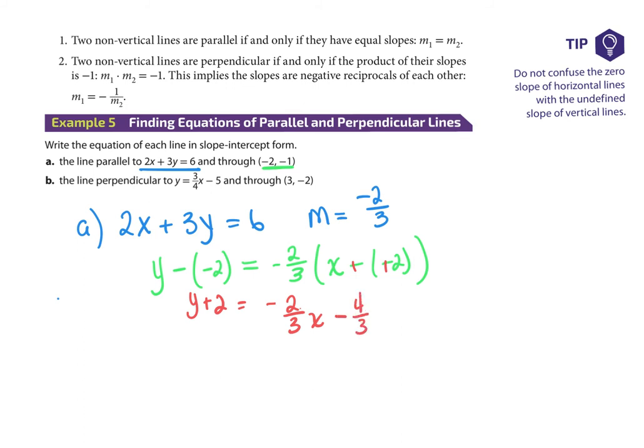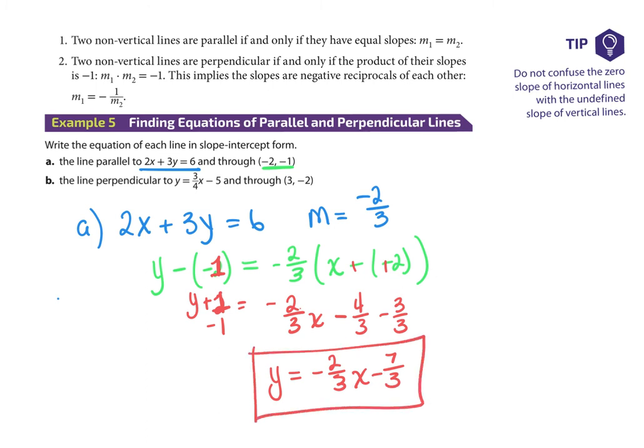Then what am I going to do? Subtract my, oh, that should have been a 1. Sorry, I read it wrong. It's 1, 2. All right, subtract it rather. So I'm going to subtract a 3/3. I get y equals -2/3 x minus 7/3.